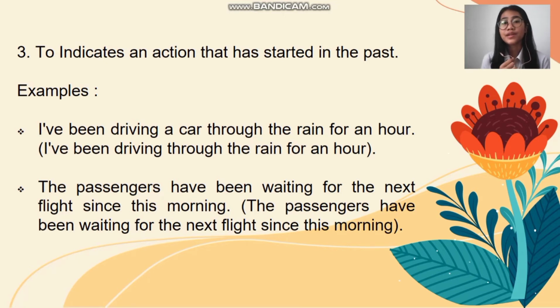The passengers have been waiting for the next flight since this morning. So it means the passengers have been waiting for the next flight since this morning. So I think that's all about the functions of present perfect progressive tense.